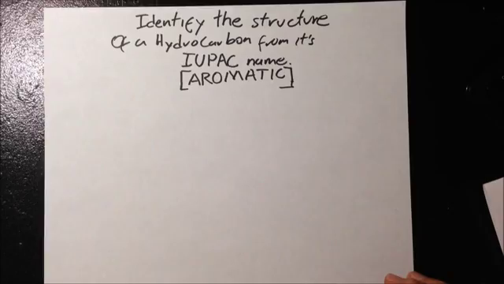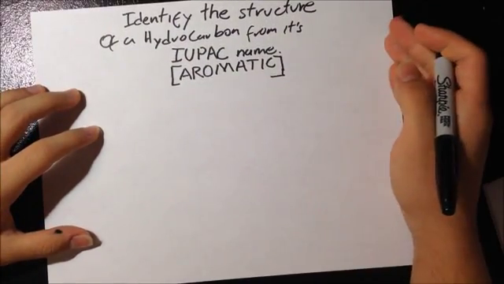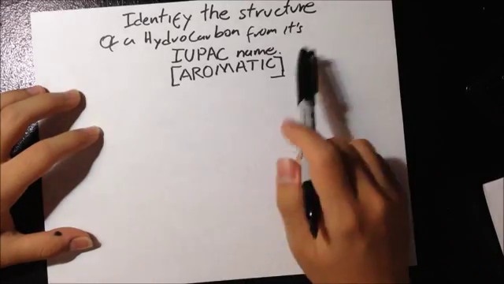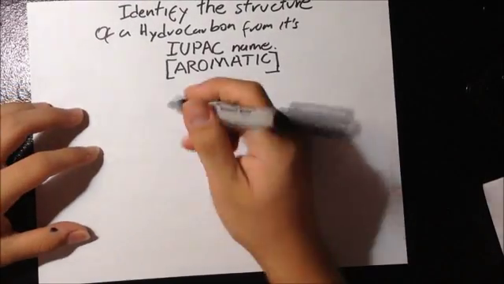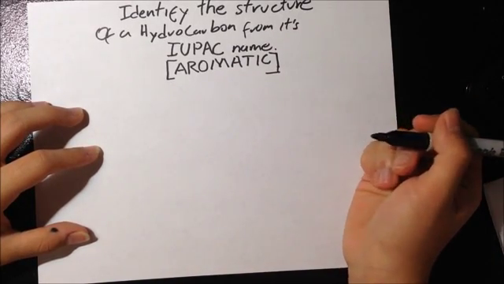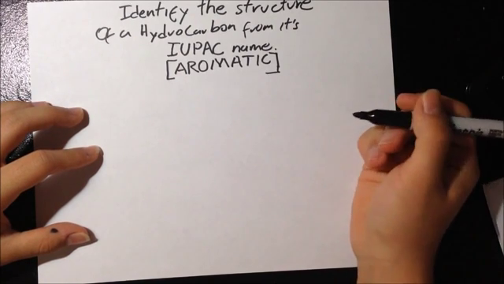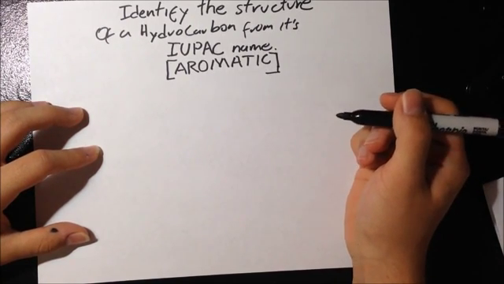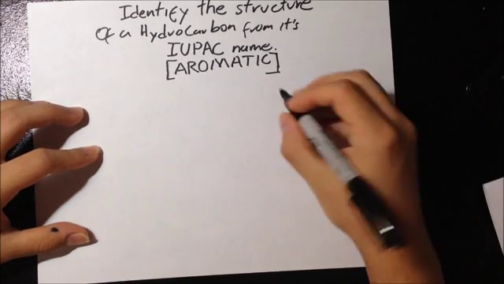Hi guys, my name is Adrian, and I'm going to talk to you about how to identify the structure of a hydrocarbon from its IUPAC name, in this case of aromatics. Hydrocarbons frequently have both historical and IUPAC names. The IUPAC names can be used to draw chemical structures. To draw a hydrocarbon structure, start with a carbon backbone, which can include a ring structure like this.